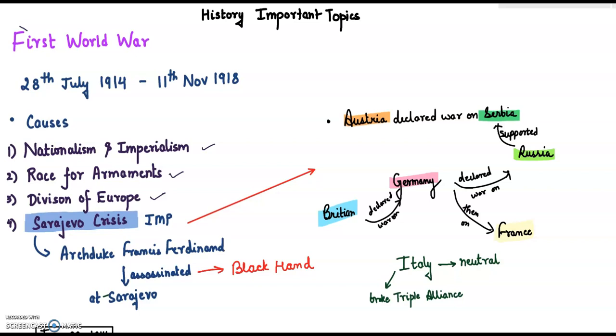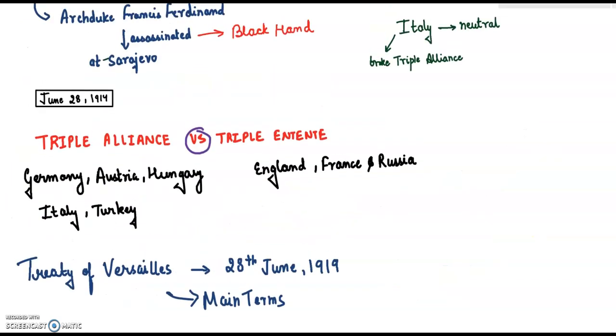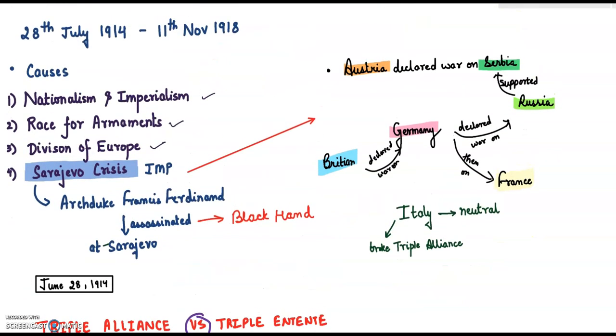The most important cause here is the Sarajevo crisis. Archduke Francis Ferdinand, the heir to the throne of Austria-Hungary, was assassinated at Sarajevo, capital of Bosnia, on 28 June 1914. Please note down this date. Alright. The story begins here. See, the assassination was organized by a secret society called Black Hand, right?